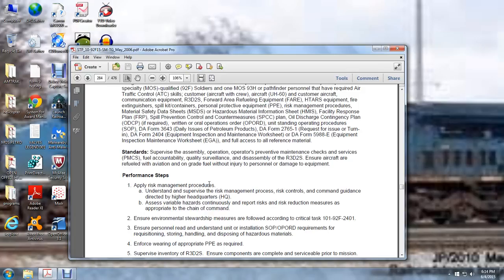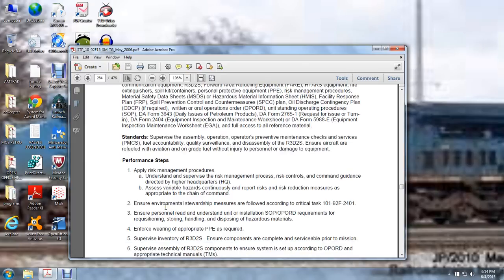Performance measures. Apply the risk management procedures. Understand the supervisor's risk management, risk controls, command guidance, and direction from higher headquarters. Assess the variable hazards and continuously report risk reduction measures appropriate for the chain of command. Ensure the environmental stewardship measures are followed according to the critical task 10192 F2401. Ensure personnel read and understand the unit installation standing authorization orders, requisitions, storing, handling, and disposing of hazardous materials, enforcing wearing of the appropriate personal protective equipment as required.